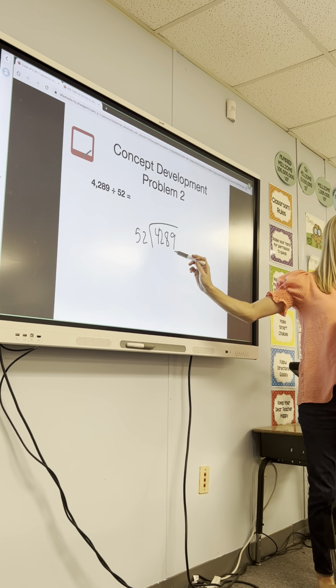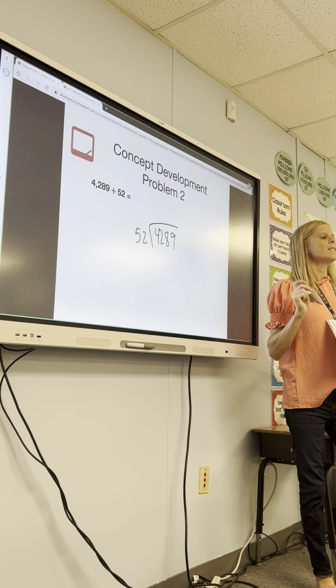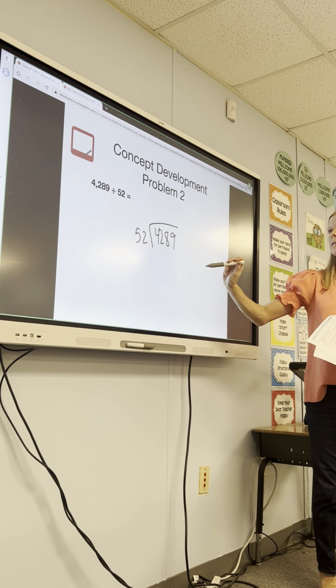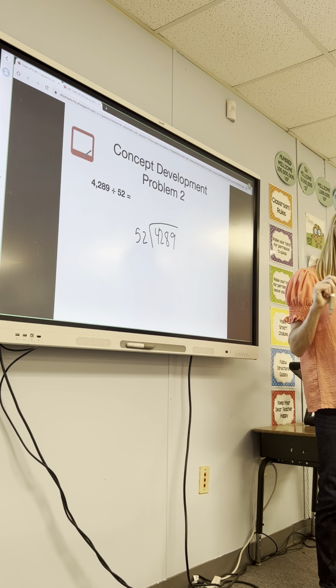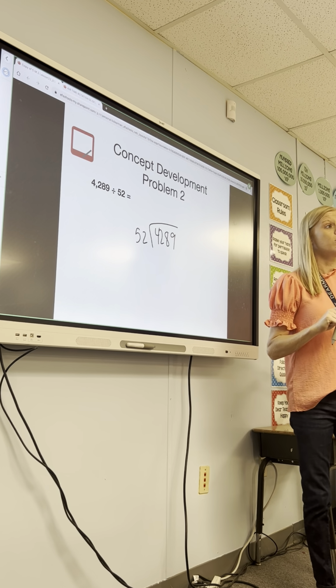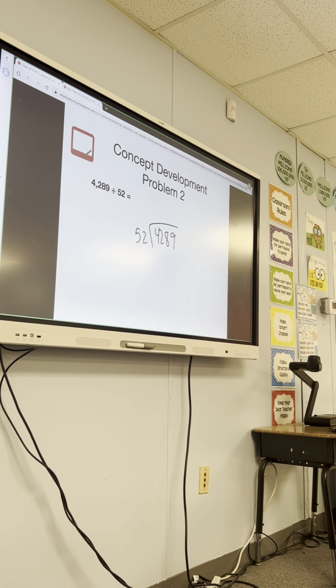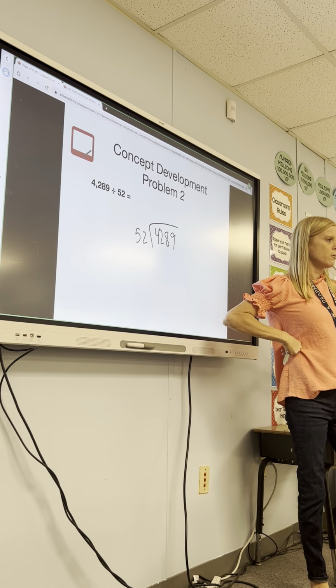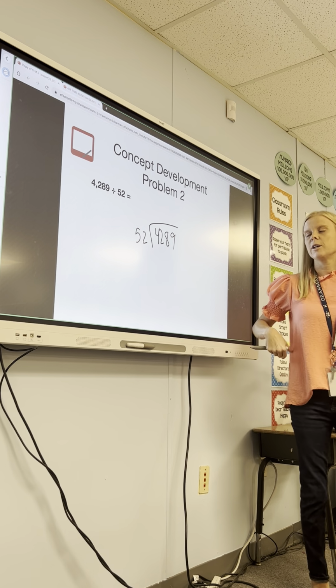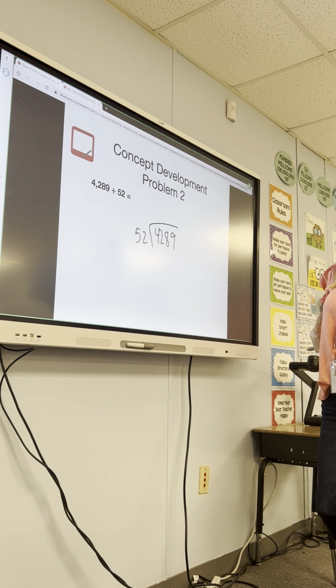What place is our 8 in up here? Tens. Good. It's in our tens place. So can 52 go into 428 tens? Yes, it can. So that's where we're going to start. When we start there and write it on top, where's our first number going to start? On top of the 8, which is in the what place? Tens place. Good. Excellent.